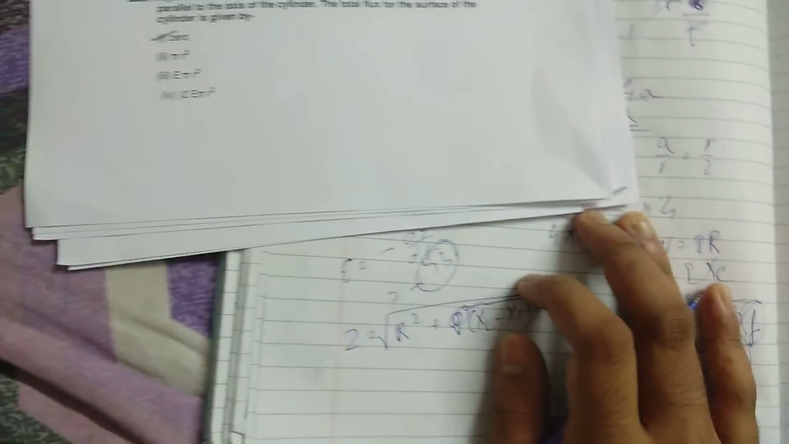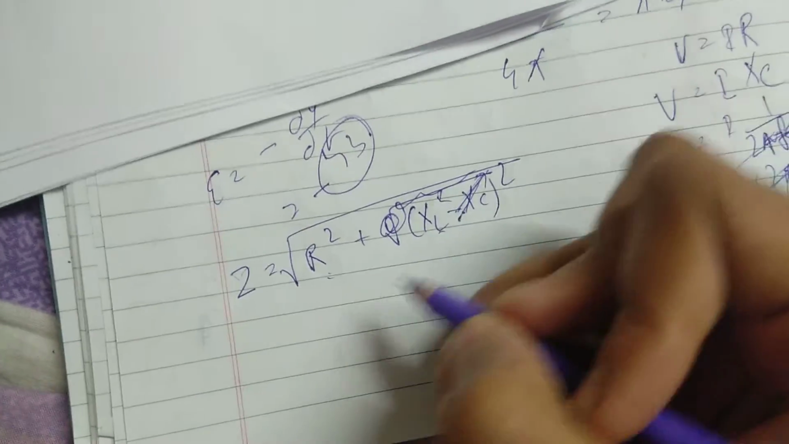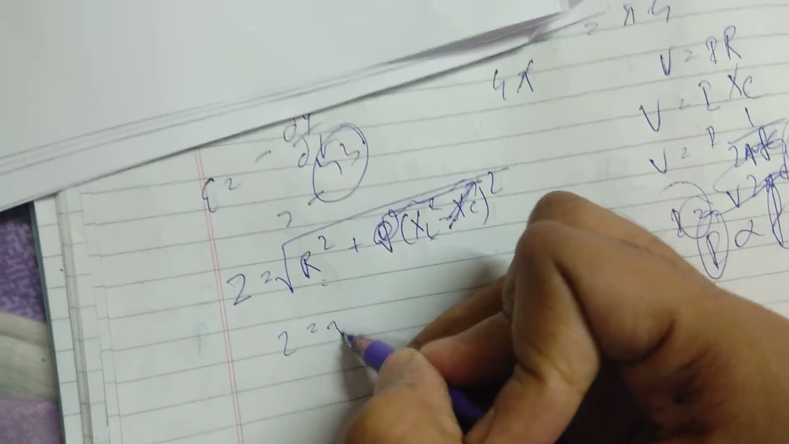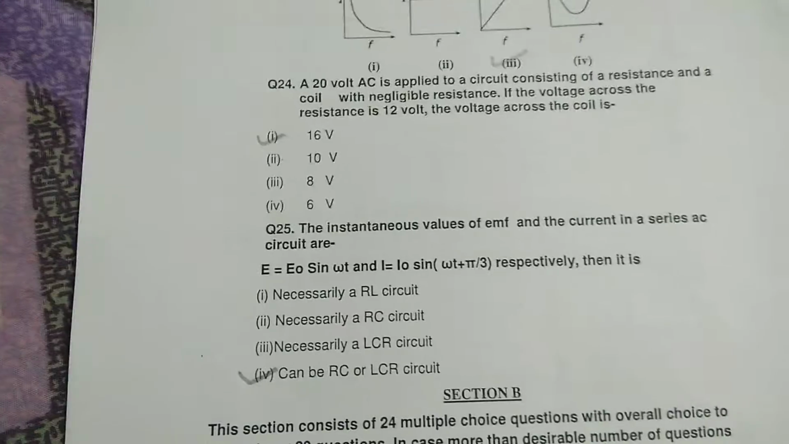So no capacitor and the coil has negligible resistance, so in this case you forget the capacitor term. It will just become R squared plus XL squared. So resistance, and 20 volt AC is supplied.